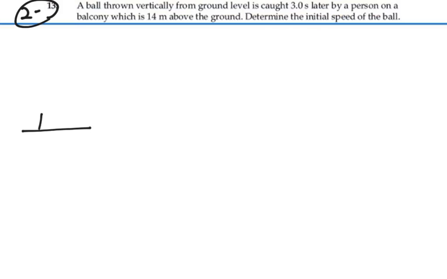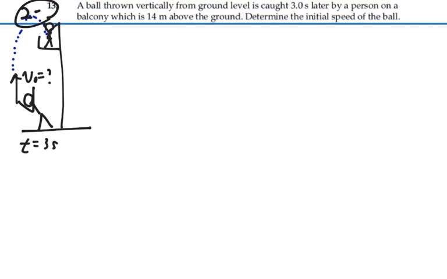Alright, so we have a ground level here, and we have somebody throwing the ball like this with some initial velocity, which we don't know. And the ball is going to go up. It may go up to maximum height and come down, or maybe it's caught along the way. We're not really sure. But there's a balcony here, and there's somebody here who's going to catch this ball on the balcony. What we do know is that the time is going to be 3 seconds.